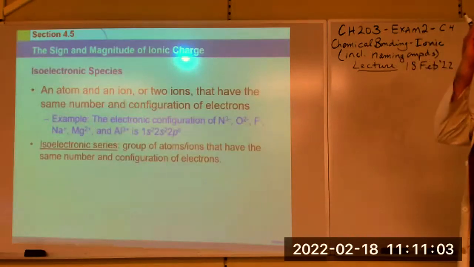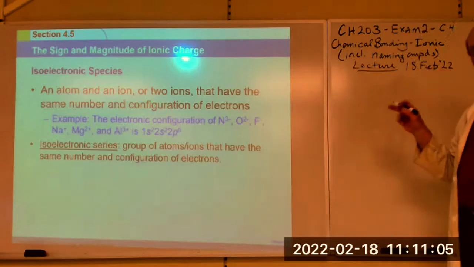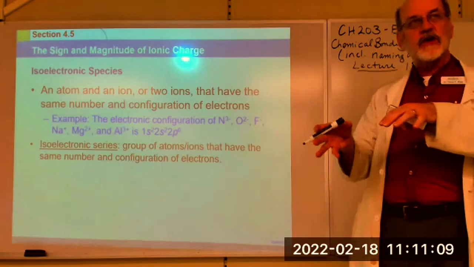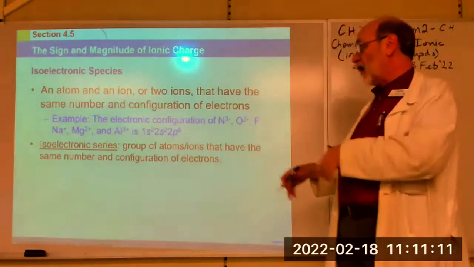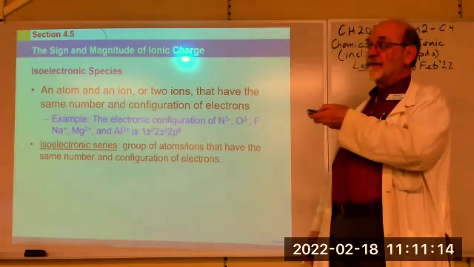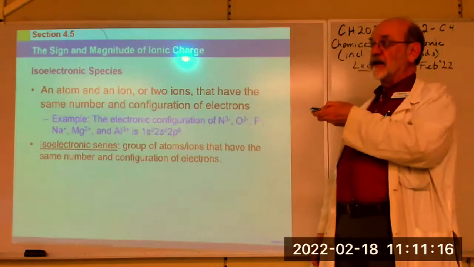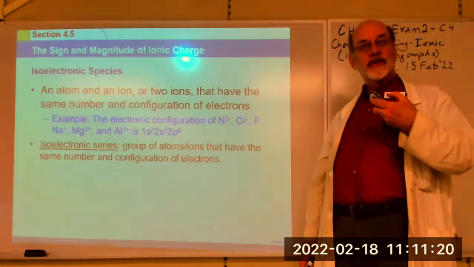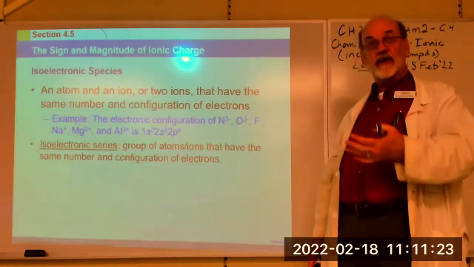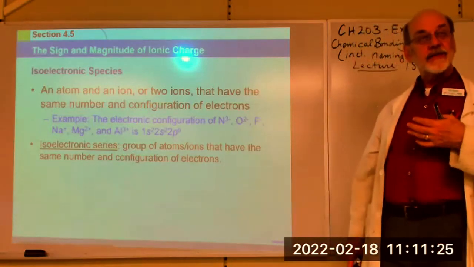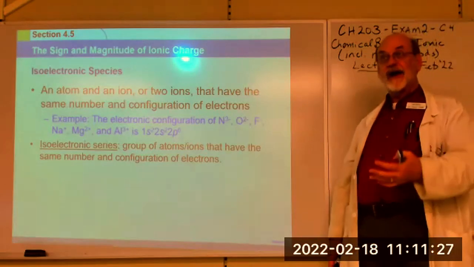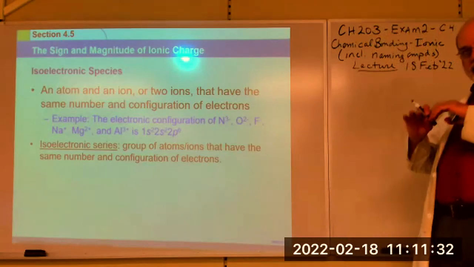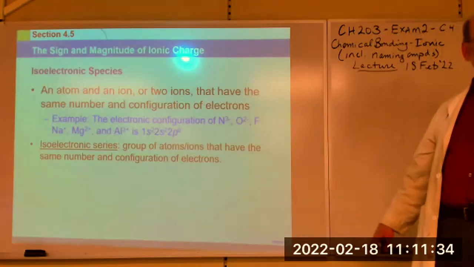So I mentioned earlier that these elements try to form noble gas configurations. Well, if fluorine looks like neon and oxygen looks like neon and nitrogen looks like neon, when they gain those electrons, they all have the same electronic configuration. It looks like neon. That's called an isoelectronic series. All of them have exactly the same electronic structure.